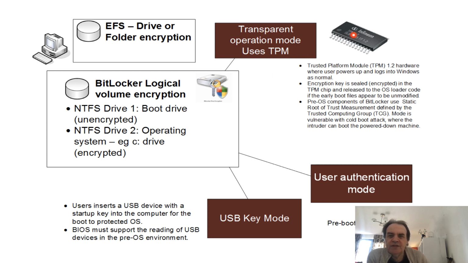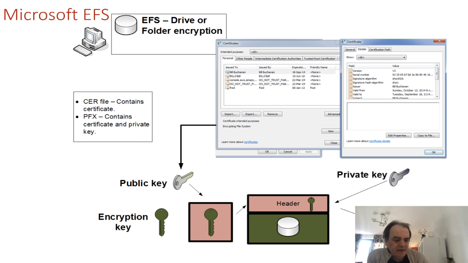So we run this off the TPM module, and this contains the encryption keys and a bit of the operating system loader code that will boot up the device. We can also have a user authentication mode to link it to things like Active Directory. And we can also use keys, where we can insert a key to be able to boot up the computer in a trustworthy way.